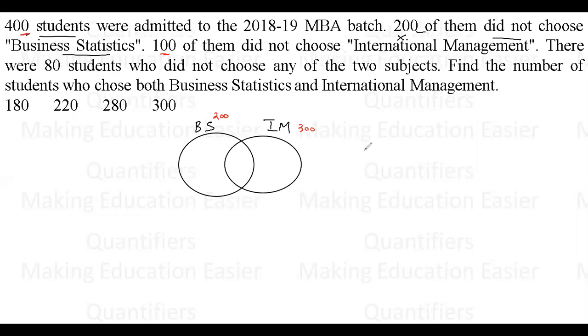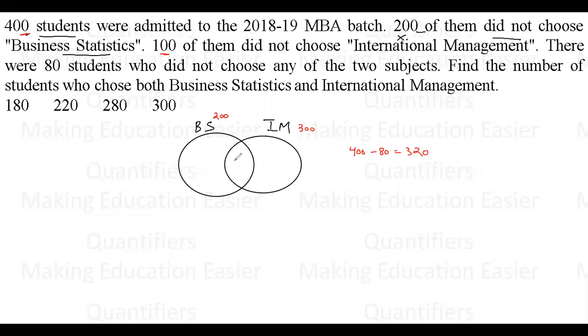80 students are such who will come outside this Venn diagram. So students, from here we can say if I subtract 80 from 400, I'll get 320. That means 320 is the total of this Venn diagram, right? 320 is the total of the Venn diagram.